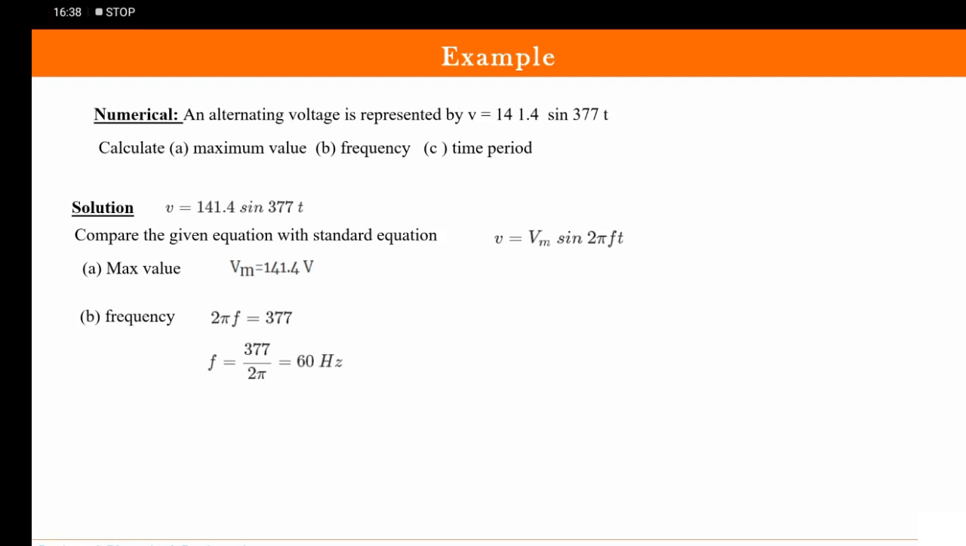So frequency comes out to be 377 upon 2 pi. Pi value is 3.14, so the frequency comes out to be 60 Hertz. Now how will I calculate the time period? What is the relationship between frequency and time period? Yes, exactly, it is reciprocal of each other. So time period is reciprocal of the frequency. So finally I get time period to be 16.67 milliseconds.